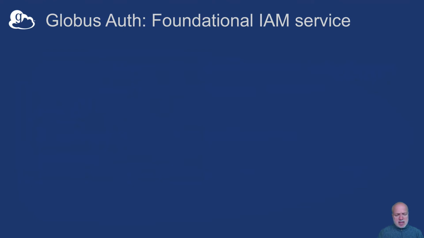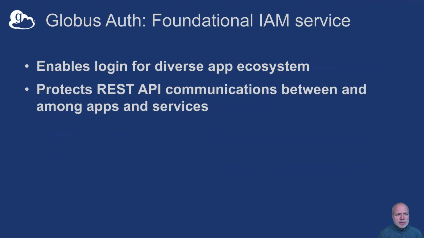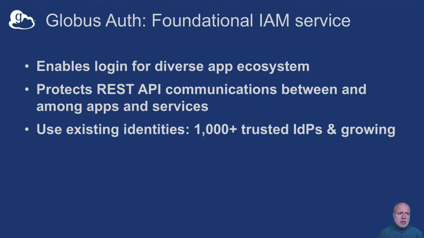So underpinning everything is the Globus Auth service, which is a foundational identity and access management service, which enables you to authenticate not just to Globus itself, but to any other services in an ecosystem that deploy this mechanism for authentication and access control. So the idea is that you can protect your APIs and your applications and allow flows between those applications, and not just Globus and those applications, but between the applications and services themselves, and have all of that controlled via the Globus Auth service.